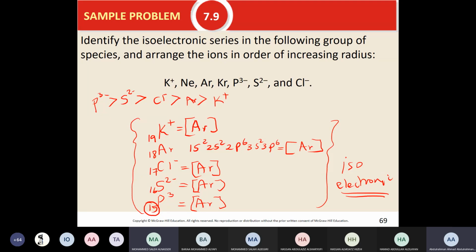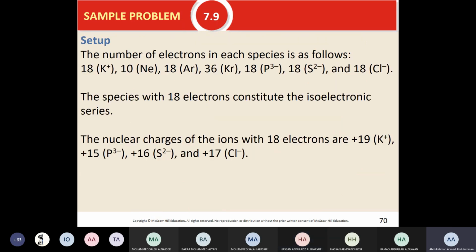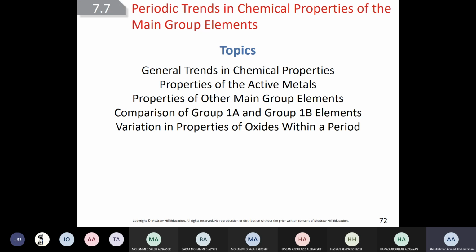Okay. Now I want you to compare argon with krypton. Which one is bigger? Krypton. Why? Because it's under the argon, and it has one more shell. How about neon? Less than argon. Exactly. That's it.